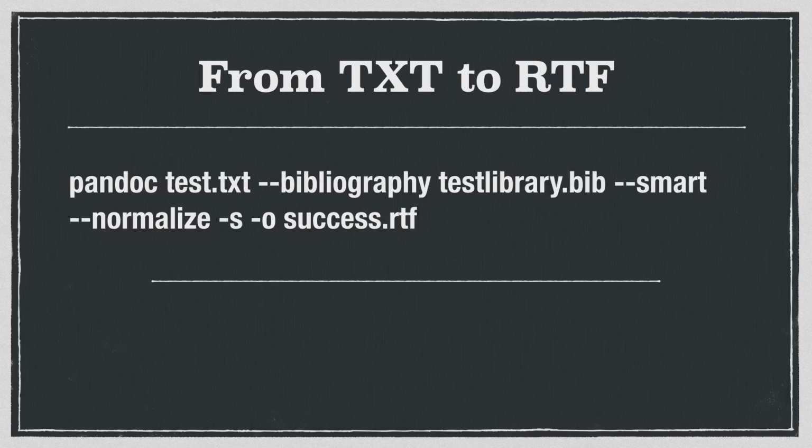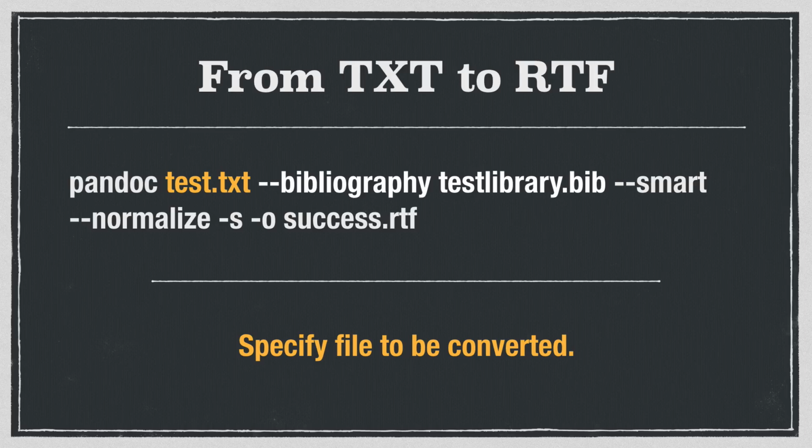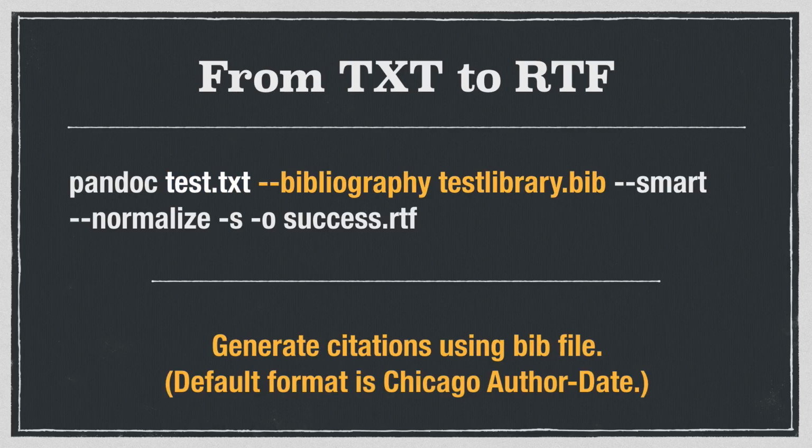So let's go over it bit by bit. First, the word Pandoc. That simply means that I'm telling the terminal to run the program Pandoc. The next part, test.txt. I'm telling Pandoc that I want you to convert this particular file. After that, we have dash dash bibliography, and then the name of the bib file, testlibrary.bib. And this does two things.